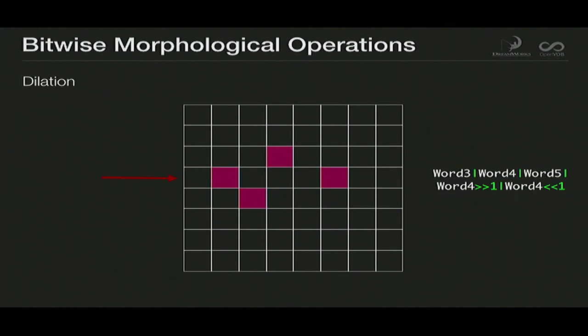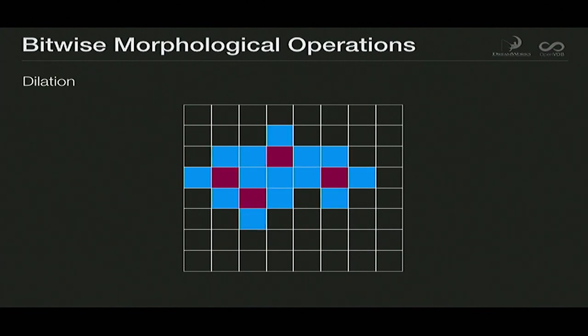So if we look at the row with the arrow, all I have to do is take the word of that row and OR it with the one above it and the one below it, and then left and right shift it and OR it with itself. If I do that, I've actually set these bits, which is incredibly fast to do. And you can apply this algorithm to, obviously, each of the rows, and suddenly you've dilated the set.